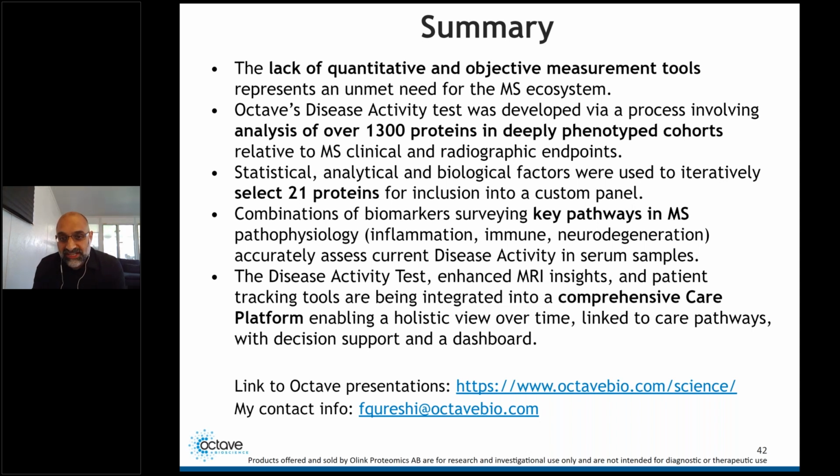Combinations of biomarkers that survey key pathways in MS pathophysiology are able to accurately assess current disease activity in serum samples. And this disease activity test, our enhanced MRI insights and patient tracking tool programs are being integrated into a comprehensive care platform that will enable a holistic view over time. We plan to link those to care pathways with decision support and a dashboard.